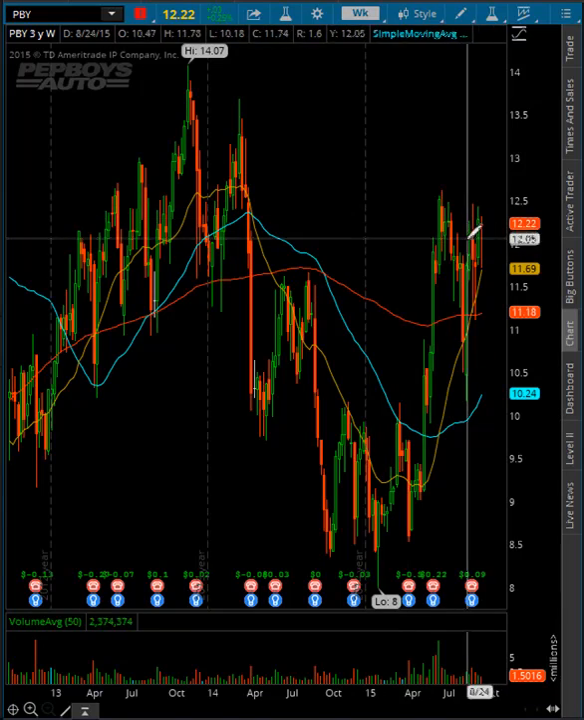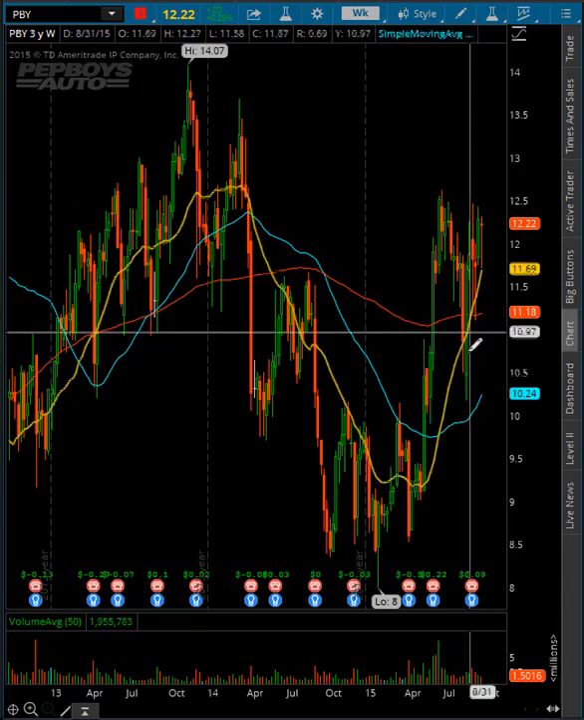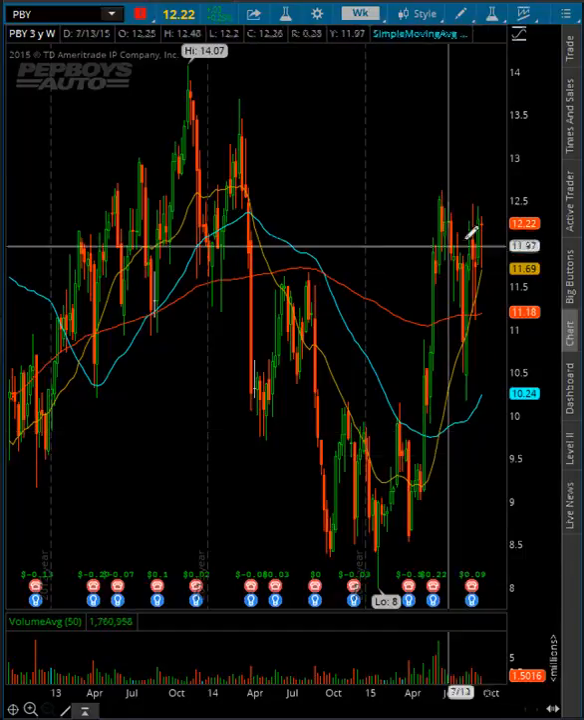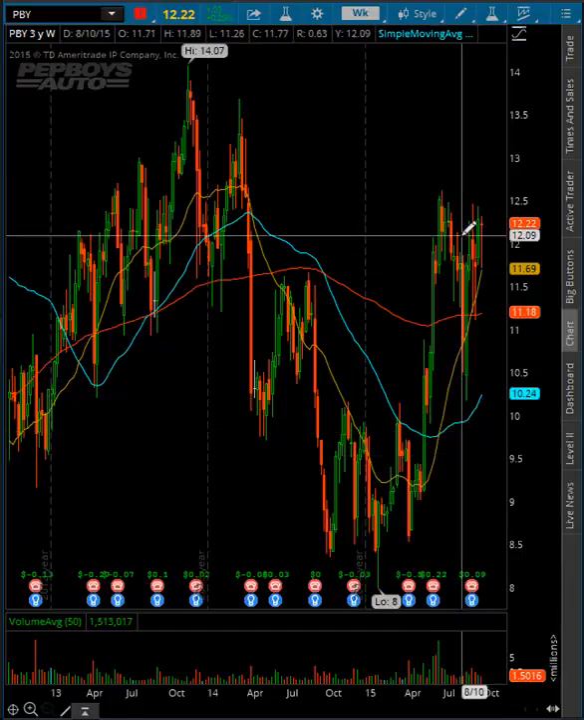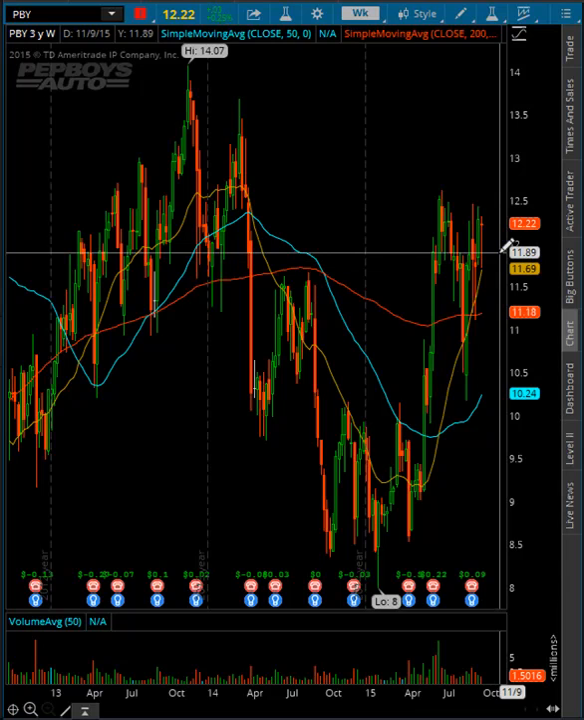But at the same time, see how it's basing in here, right? It's not going to the downside, it's trying to base around here. Could be for a possible breakout, or could be just basically basing in here, and even could go down, right? So we don't know what's going to happen, right?